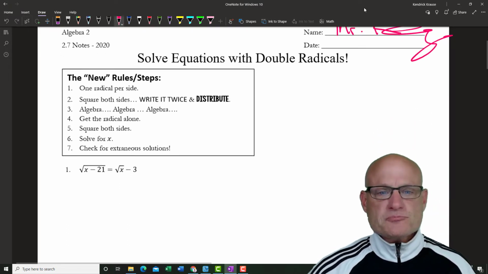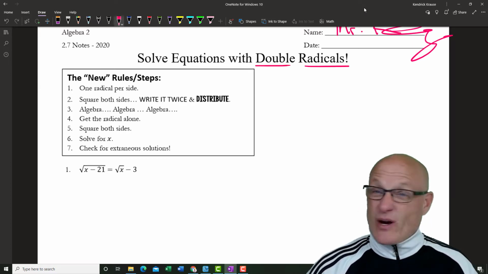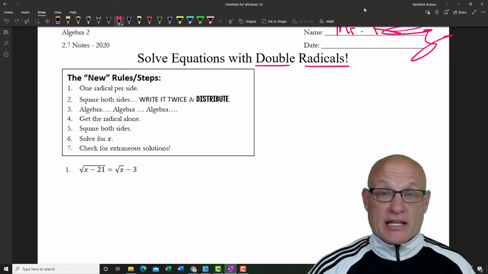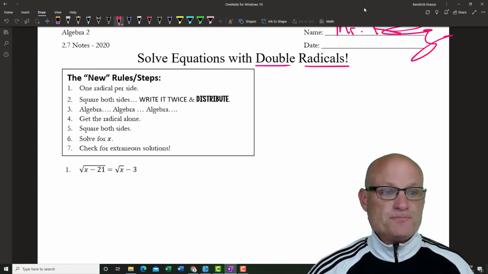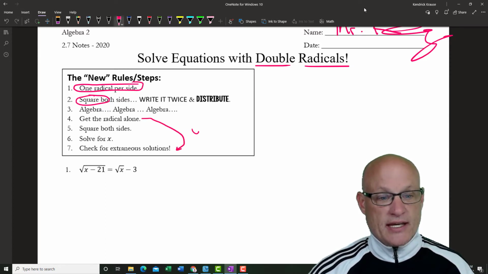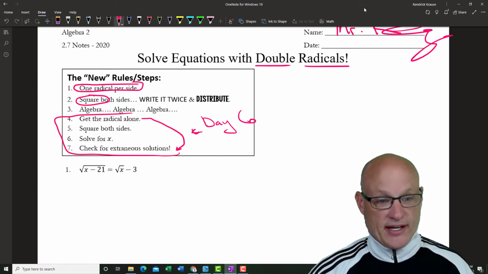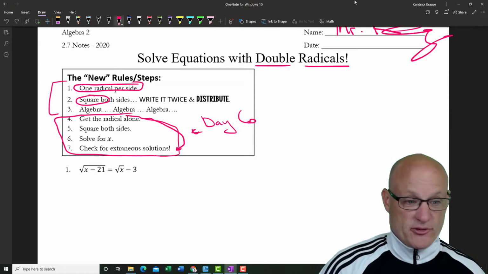All right, kids. Solving double radicals. Solving radical equations aren't bad. Solving double radicals can be a little bit tricky. So, this is key. One radical per side. Square both sides. Algebra. Get the radical alone. And then from here down is what we did on day 6. This part here is day 7. And that's the tricky part. So let's just see how it works.